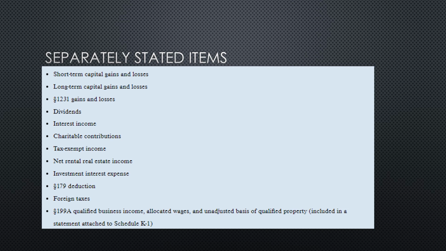We have short-term and long-term capital gains and losses. We have Section 1231 gains and losses, dividends, interest income, charitable contributions, tax-exempt income, net rental real estate income, investment interest expense, Section 179 deduction, foreign taxes, and then Section 199A qualified business income, allocated wages, and unadjusted basis of qualified property.